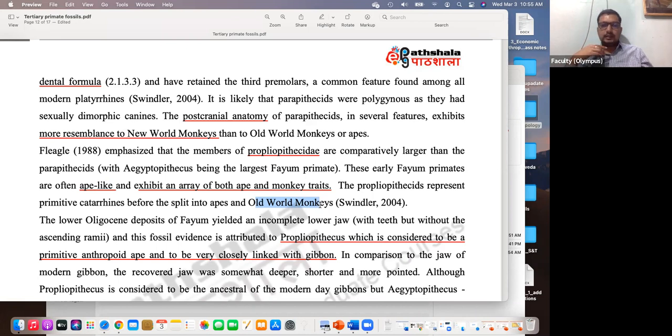So they had some features like old world monkeys. It means that they probably would have given rise to old world monkeys. They may be ape-like, and old world monkey-like splitting might have happened after that. That is why they carry features of both apes as well as old world monkeys. So there probably was a point that they survived before there was a divergence between old world monkeys and the apes.